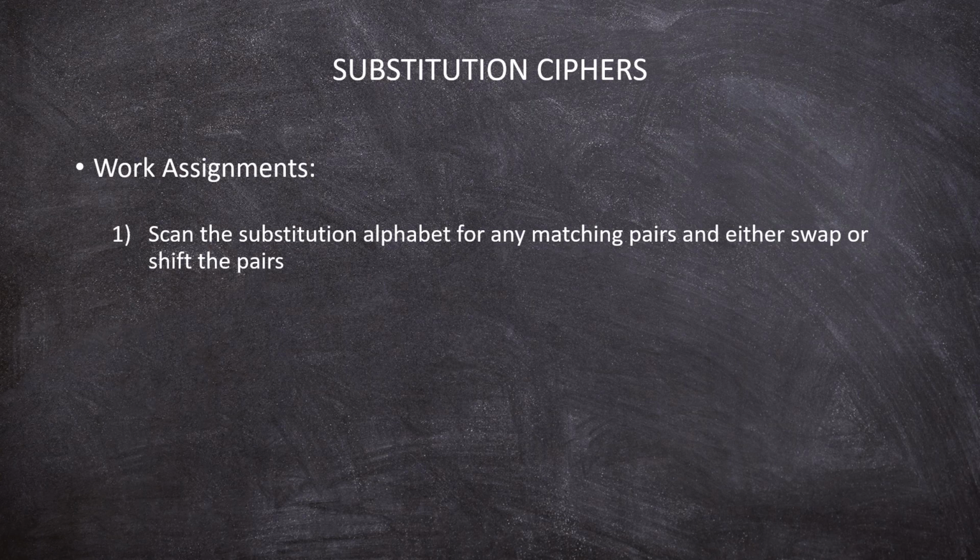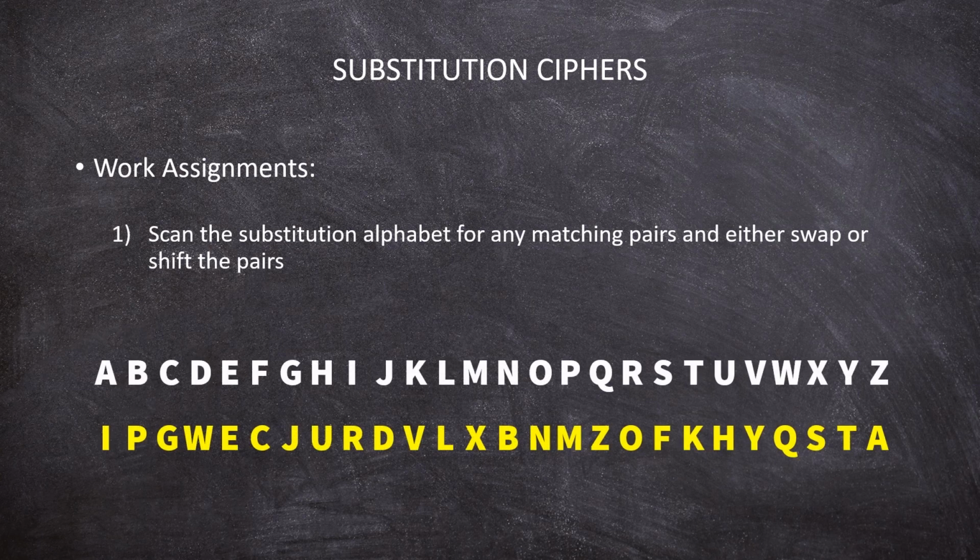So the first assignment is to scan the generated substitution alphabet for any matching pairs and either swap or shift the pairs. So there are a couple of cases that I want to talk about. The first being what happens when you find only one matching pair. In this case, you've got two choices here. The first is you can just leave it alone. Having only one matching pair in your substitution alphabet represents a very insignificant difference in the strength of the encryption.